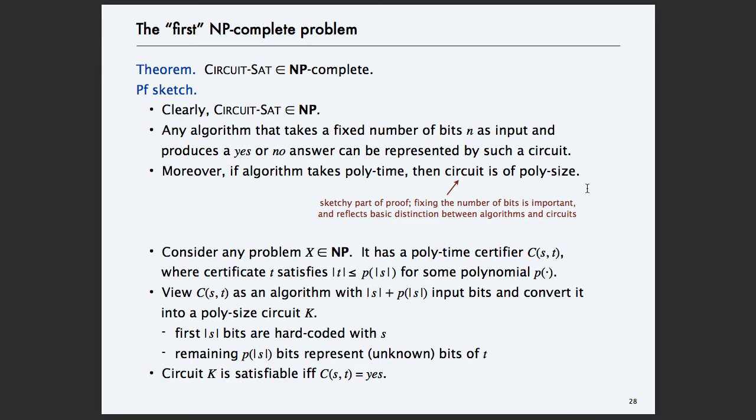Any problem in NP has a polynomial time certifier, with the restriction that the length of the witness is less than or equal to P of S for some polynomial P. So we would convert this algorithm into a circuit with S plus P of S input bits.